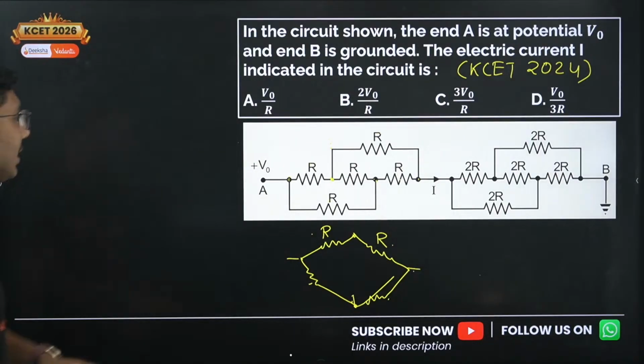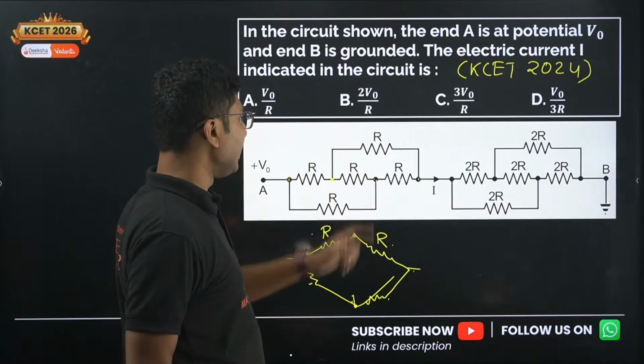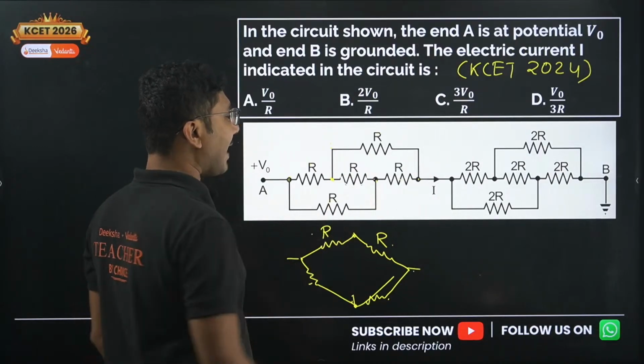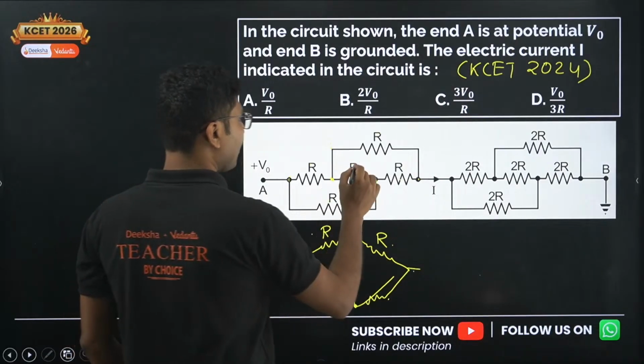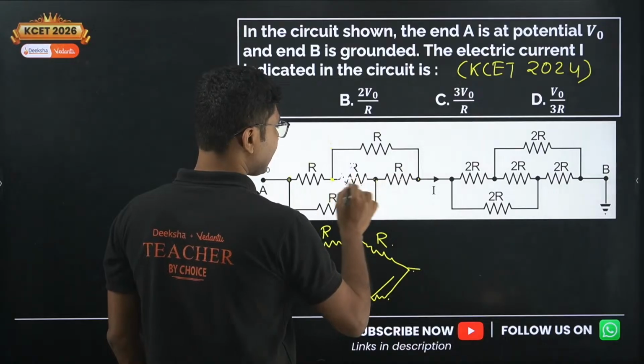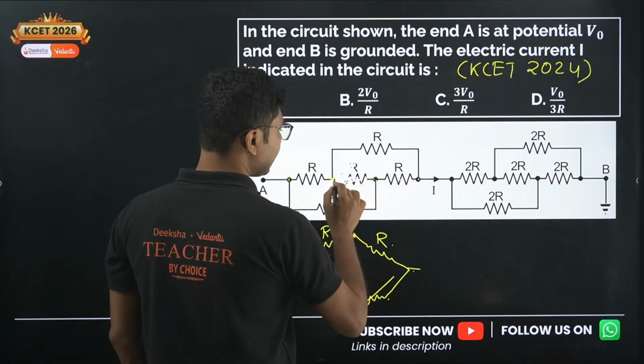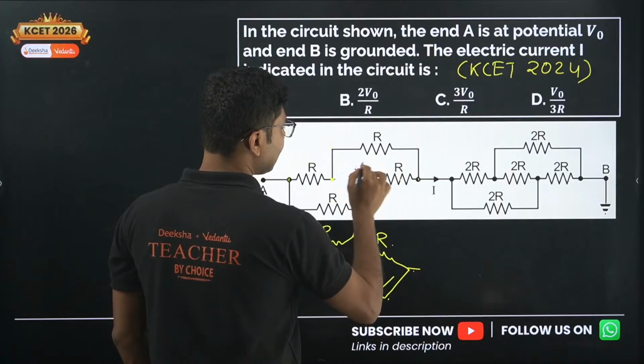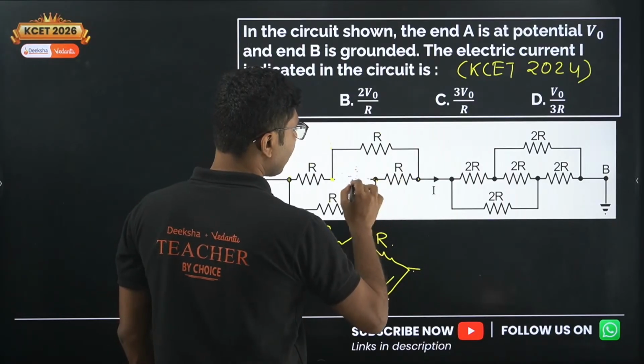So if you watch this circuit carefully, you will realize that this is the galvanometer and no current is passed through it. That means this is a distraction. We will simply erase this resistance, and if we erase it, then the circuit becomes clear to you.